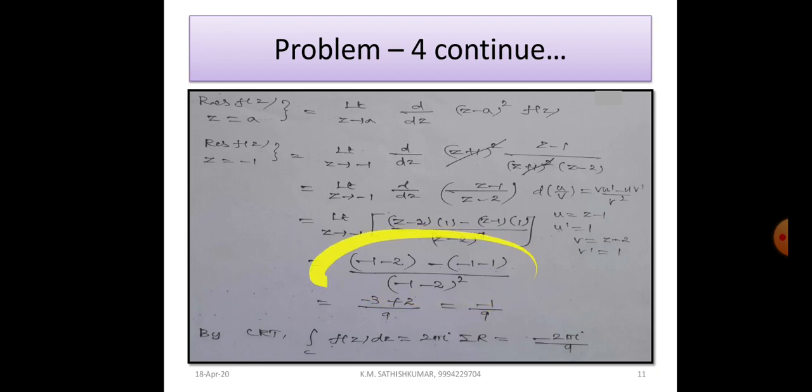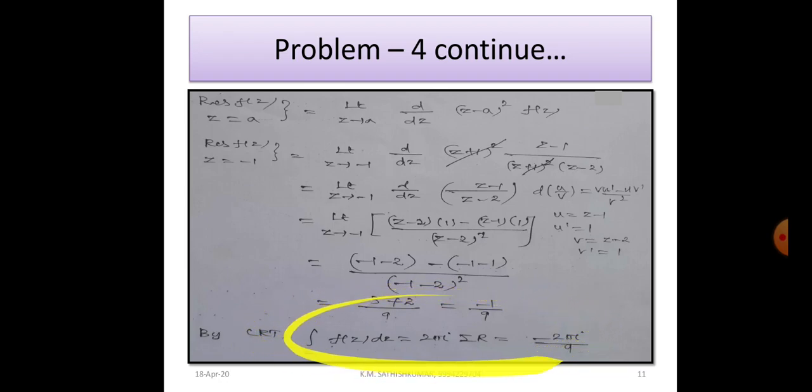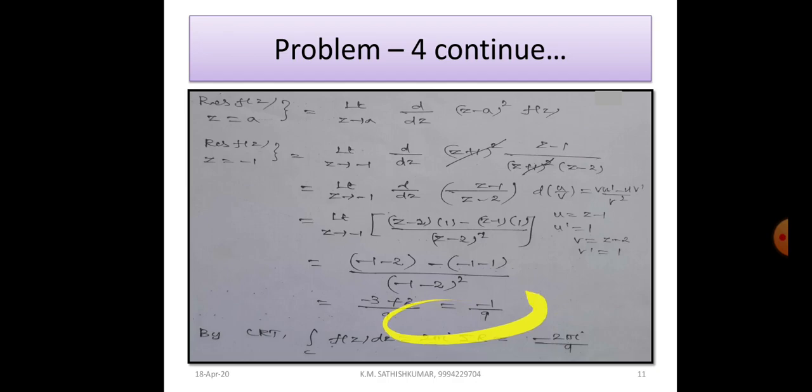Now the simplification part. In a proper manner, minus 3 plus 2 divided by 9. Simplifying, we get minus 1 by 9. Now substitute in the corresponding formula: integral over c of f of z dz is equal to 2 pi I summation r. So summation r is minus 1 by 9. Substituting, we get minus 2 pi I by 9. So that is the solution of the problem.